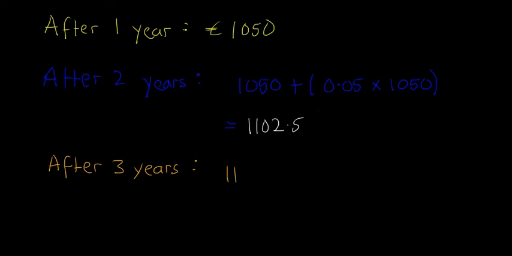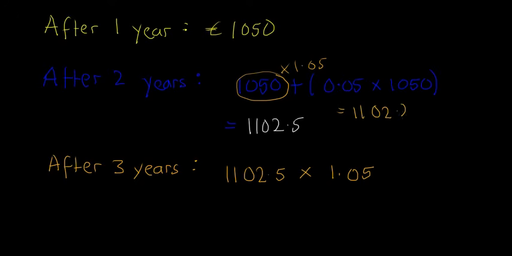doing it. So I'm going to say it's 1102.5 multiplied by 1.05, okay? And you can check this yourself. If you multiply 1050 by 1.05, you'll end up with the same answer. You'll end up with 1102.5. So if you multiply this here, multiply it by 1.05, you will get, again, is equal to, wrong one there, this number here.